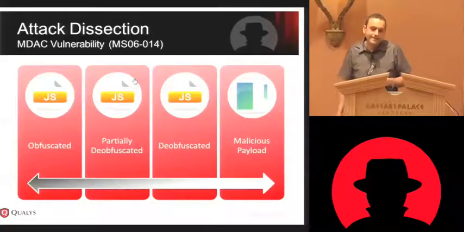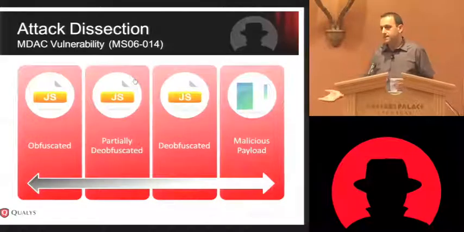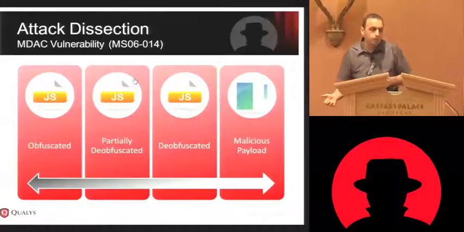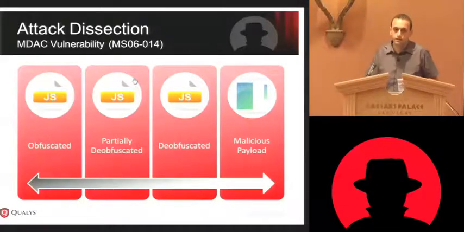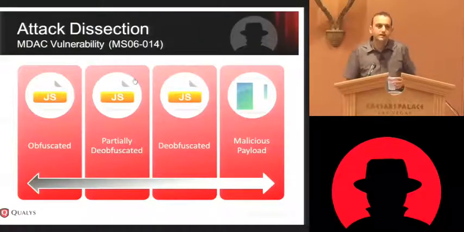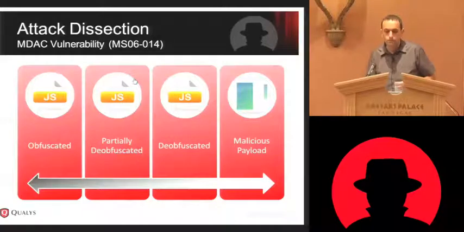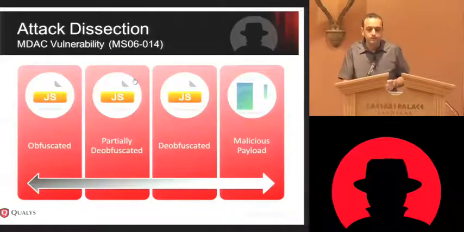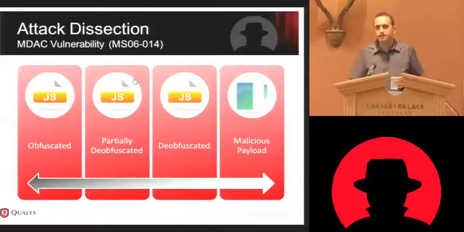Okay, so an attack dissection. We've gathered all of this data. We've got this virtual machine. We're visiting websites. We're doing all kinds of crazy stuff. How does it actually look to dissect one of these attacks? So the first one we're going to go through is the MS06-014, the MDAC vuln. And I think this is a single exploit script, not a kit.